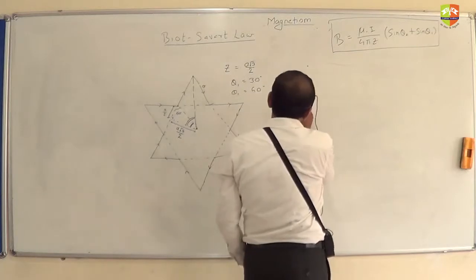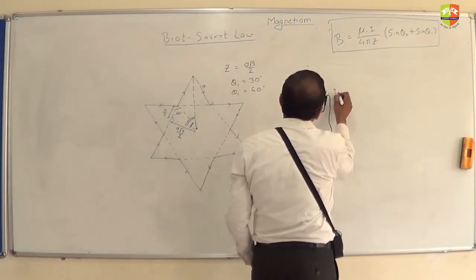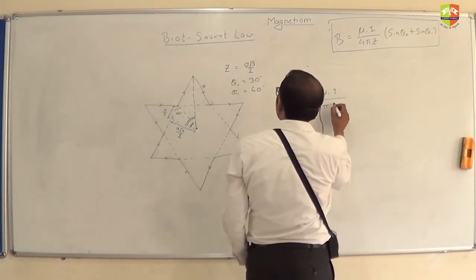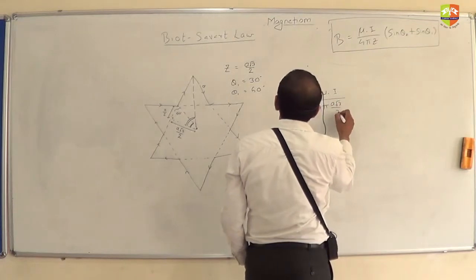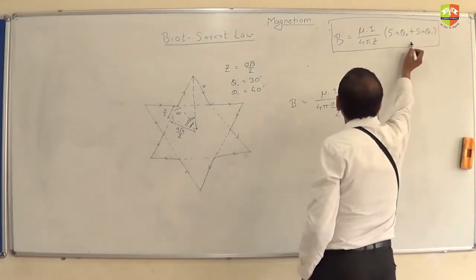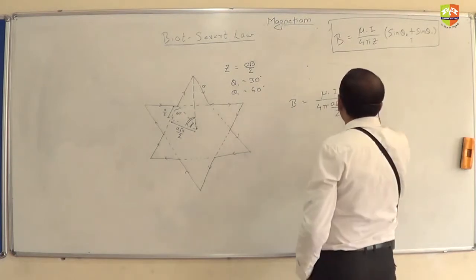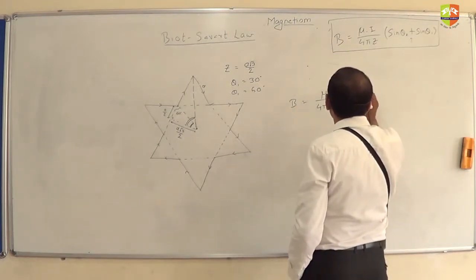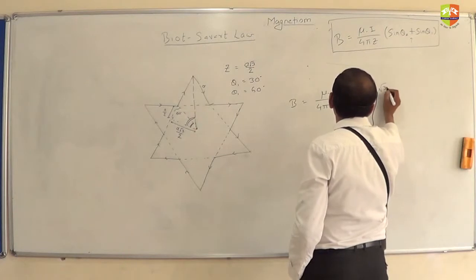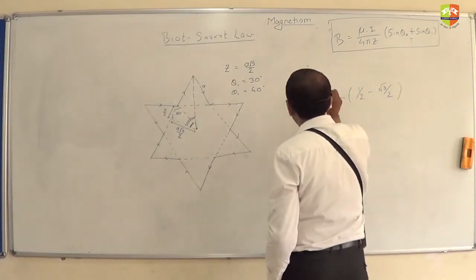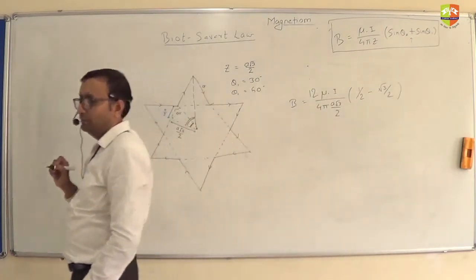So when you substitute the values, you get mu naught I by 4 pi z, which is A root 3 by 2. Now it has to be minus here. They are at the same side. So sine of 30, which is 1 by 2, minus sine of 60, root 3 by 2, this into 12. That's all. This is the answer.